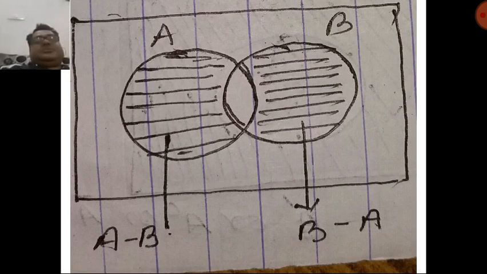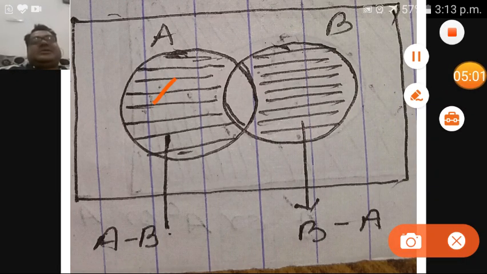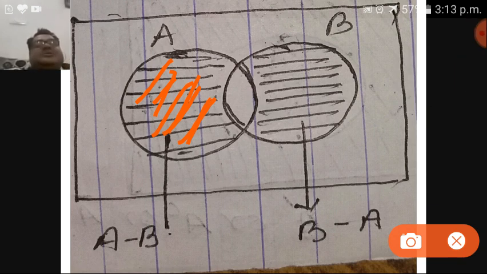Come to the next. Here again the diagram of the difference of the sets is given. This shaded region is representing what? A minus B, and this shaded region is representing B minus A. A minus B, earlier I told, is the set of those elements which are in A but not in B, whereas B minus A is what? The set of those elements which are in B but not in A.